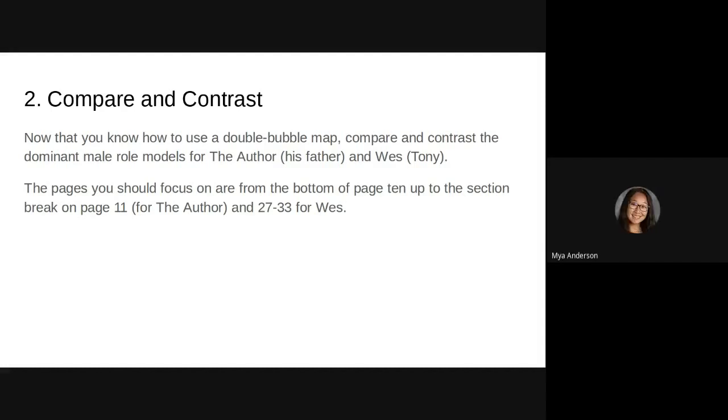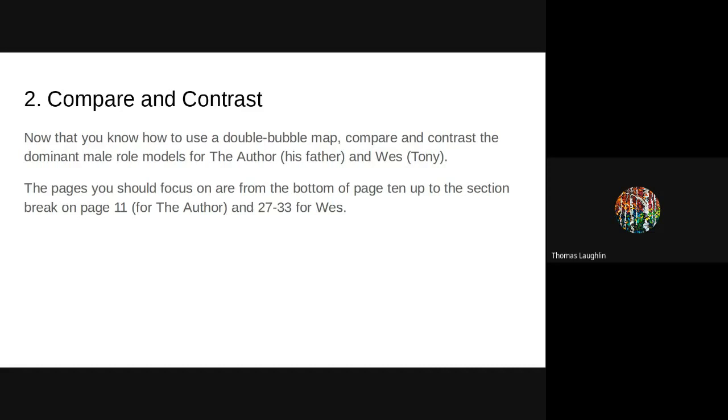I think that with the advice that they both give the Wes's, the difference is that the author's father actually practiced what he preached, but Tony doesn't do that. And so having the example for the author greatly impacts him more than Wes and Tony. Okay, thank you, Maya. So we're seeing a contrast here: the author's father practices what he preaches while Tony doesn't.